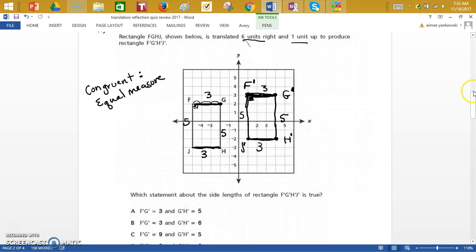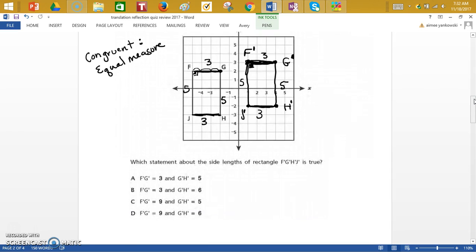All right, let's see what the actual question asks. Which statement is true about the side lengths of F prime, G prime, H prime, J prime? Well, I've labeled all my side lengths. It's going to be pretty easy to see. F prime, G prime is 3. So let's just write that down. G prime, H prime is 5. G prime, H prime, we decided it was 5. Okay, it's letter A. And they're just going to make sure that you can correctly count on a grid how long each side is.